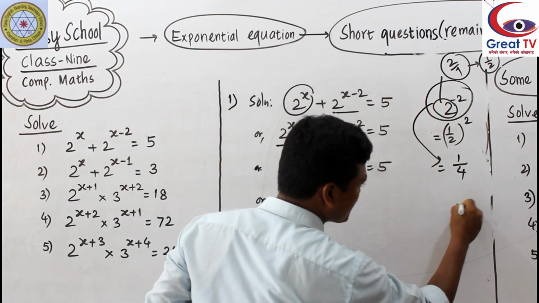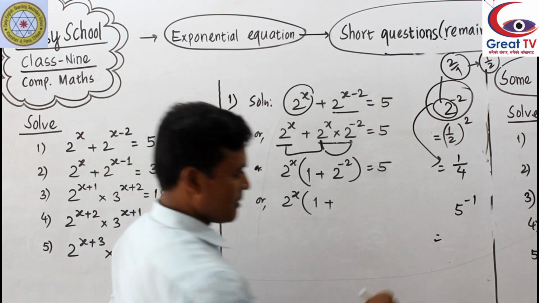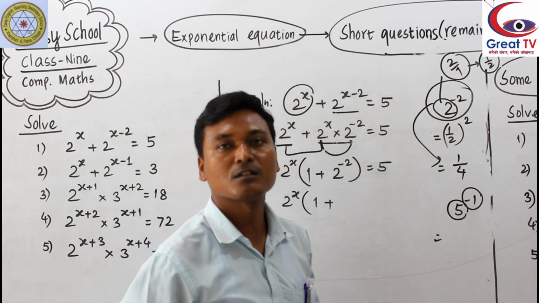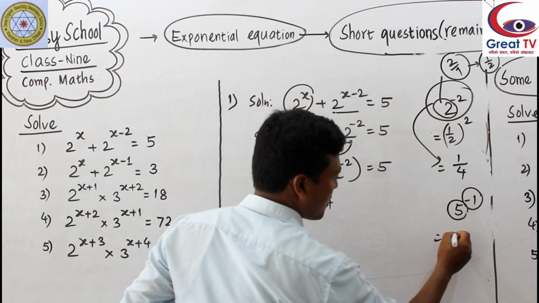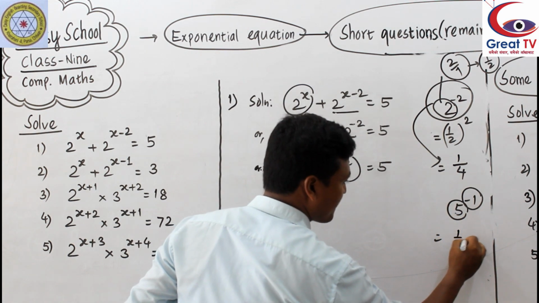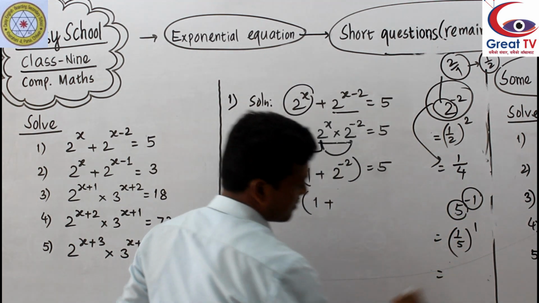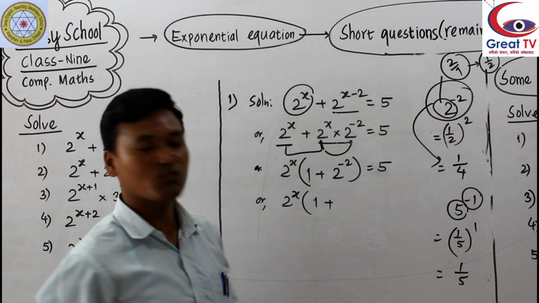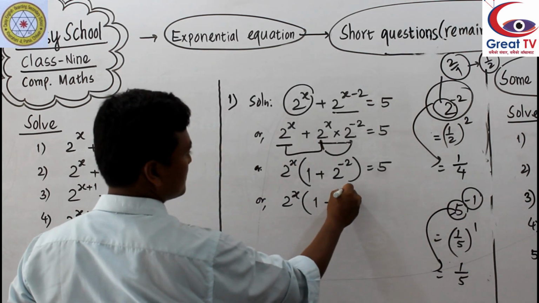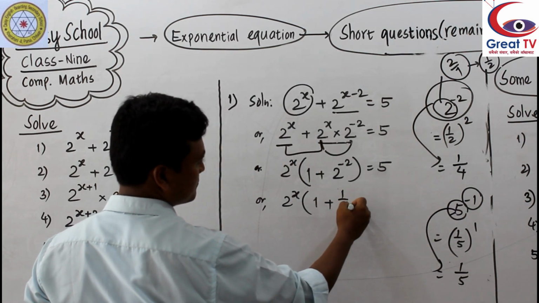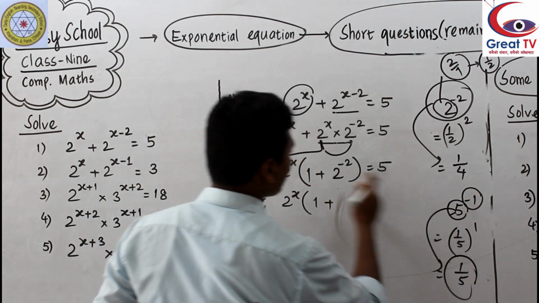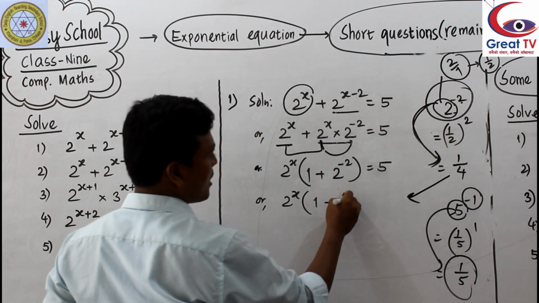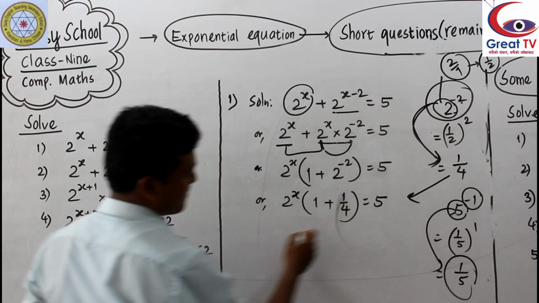Similarly, we may have 5 to the power minus 1. So again we have the negative power. To change the negative power into positive, we write the reciprocal of the base, that is 5 here. It is actually 5 upon 1, so 1 upon 5 to the power plus 1. So 1 to the power 1 is 1, 5 to the power 1 is 5. So 5 to the power minus 1 is actually 1 upon 5. But we have 2 to the power minus 2, and its value is 1 by 4. So let us write over here 1 upon 4 equals to 5.